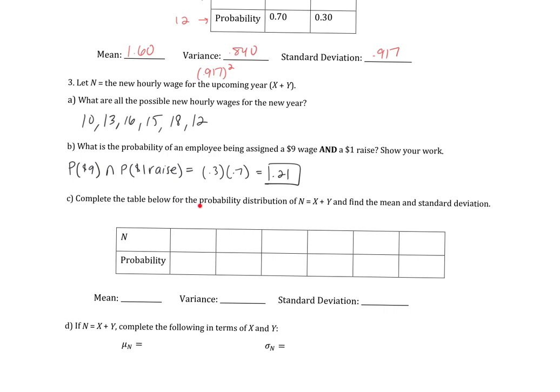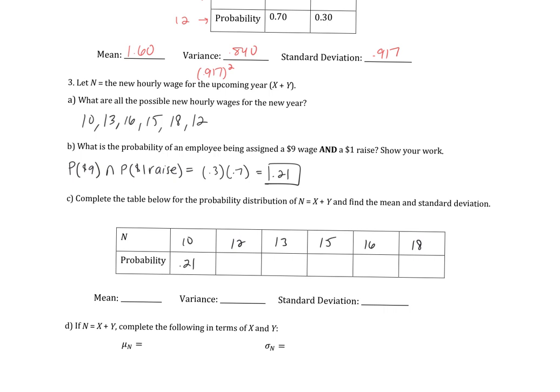Complete the table below for the probability distribution of X plus Y. So now I'm looking at random variable N, and I have these options. Let's put them in number order. I've got 10, 12, 13, 15, 16, and 18. So the probability of $10 is a $9 wage and a $1 raise, which would be 0.21.